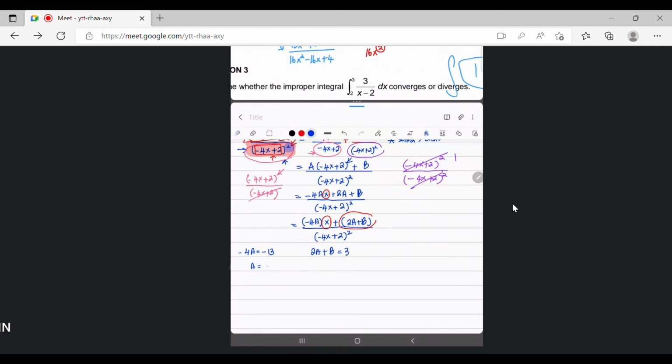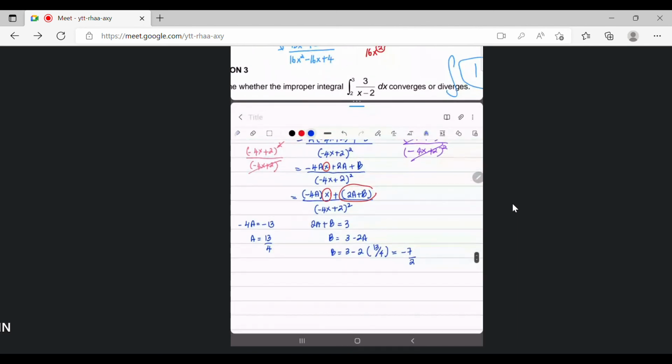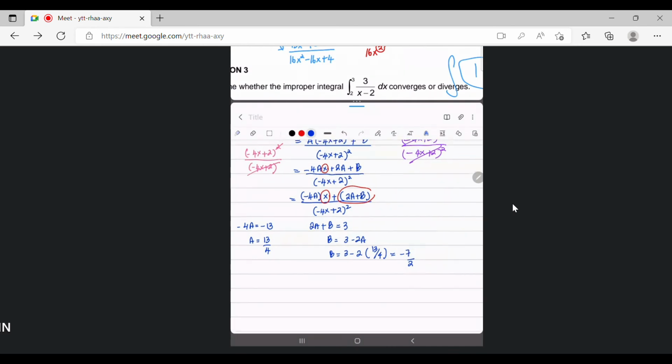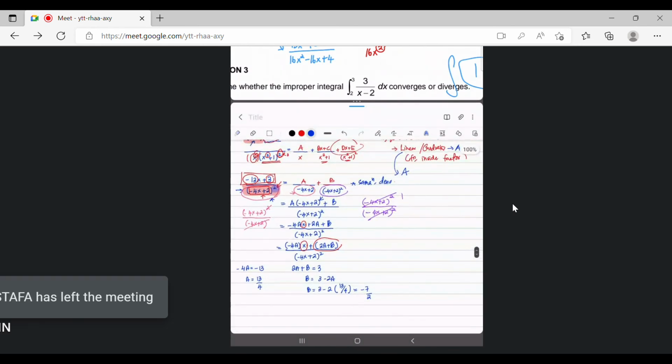So A is equal to 13 over 4. And then here you will get B is equal to 3 minus 2A. So B is equal to 3 minus 2 times 13 over 4. So just calculate using your calculator. Then you will get negative 7 over 2. Okay. Untuk set yang satu lagi pun method yang sama tau. Dia beza dekat nilai sahajalah. So negative 7 over 2. Okay. Untuk PFD, markah dia tak berapa banyak.